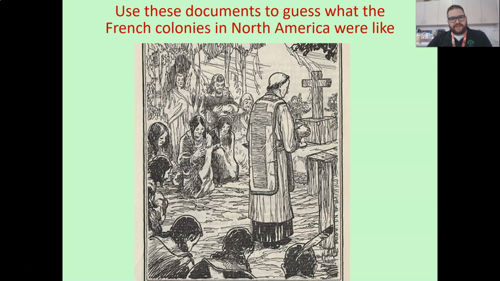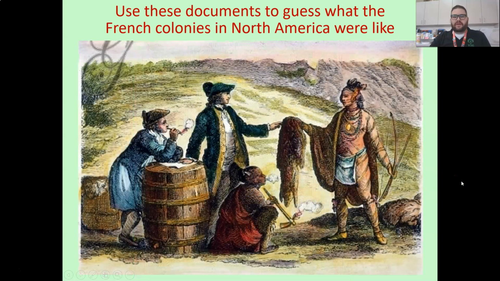So let's look at the French. So looking at this picture that was drawn, what do you think the French were focused on within their settlements in North America? So we can see here, this looks like a religious ceremony with different indigenous groups. And also here we see trade between the French settlers and the indigenous groups.